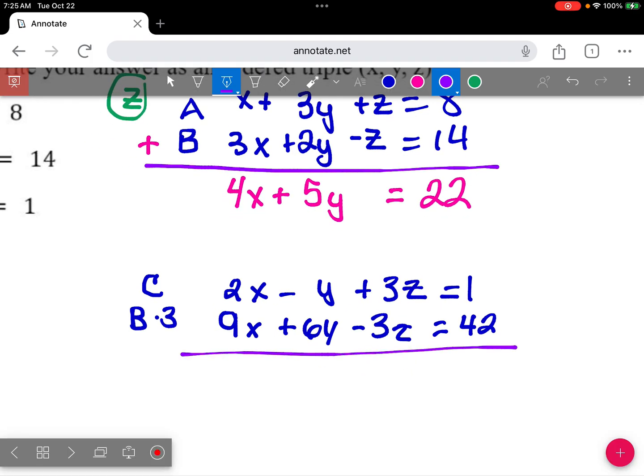And again, old school style, I'm going to add these together. So my 2x plus 9x gives me 11x. My minus y plus 6y gives me 5y. 3z minus 3z cancels out. We get 1 plus 42, which is 43.